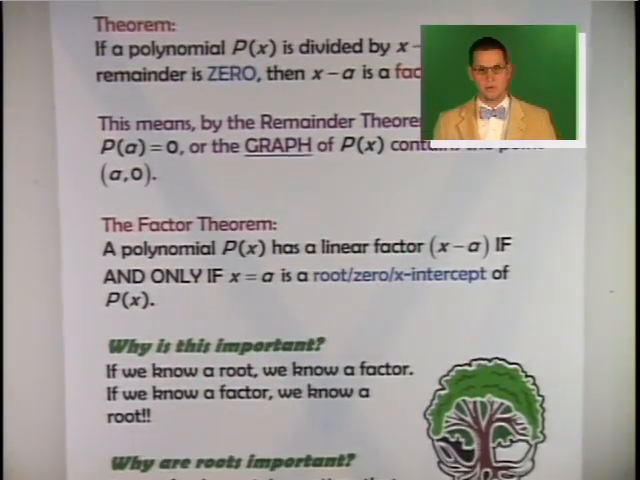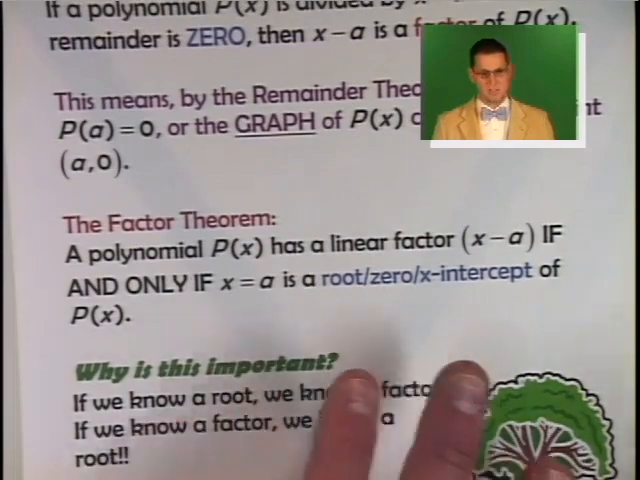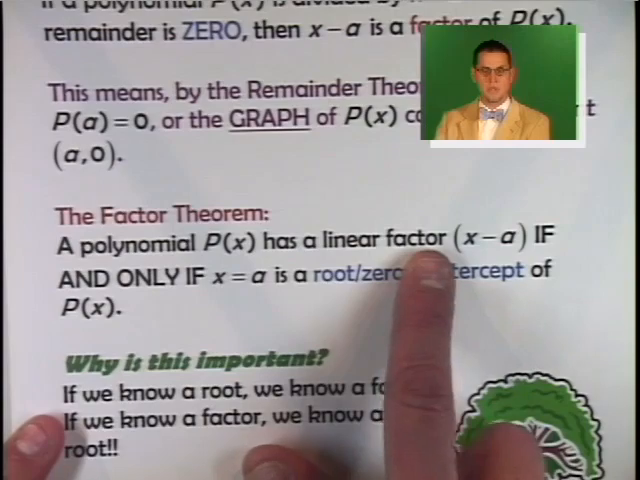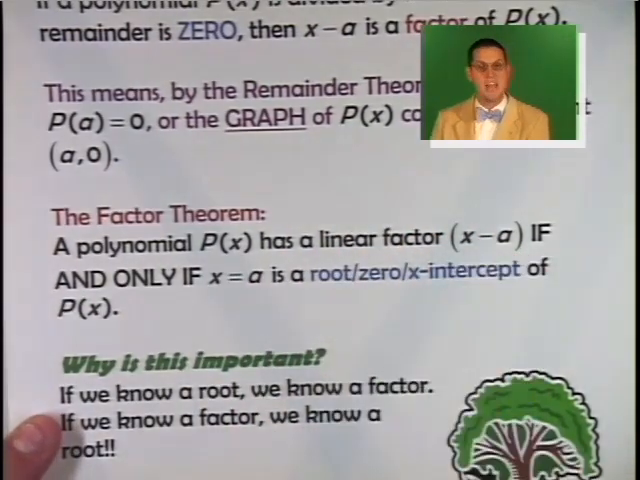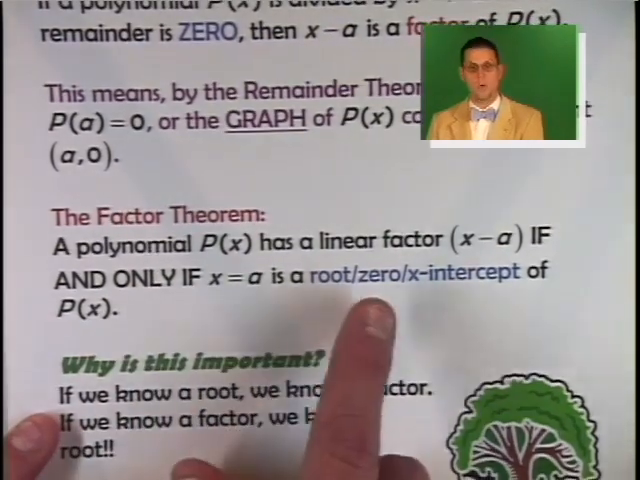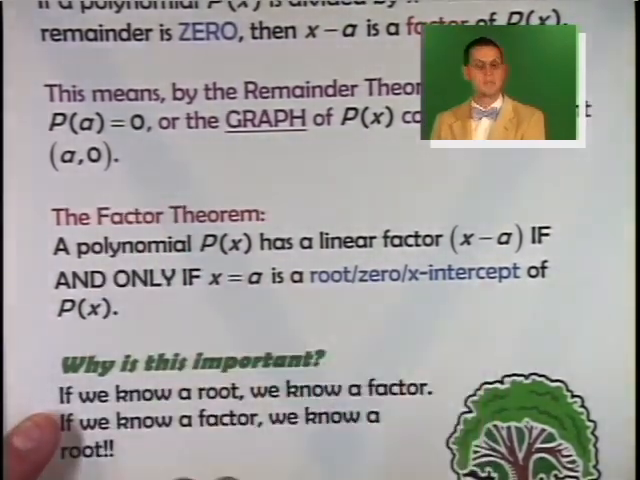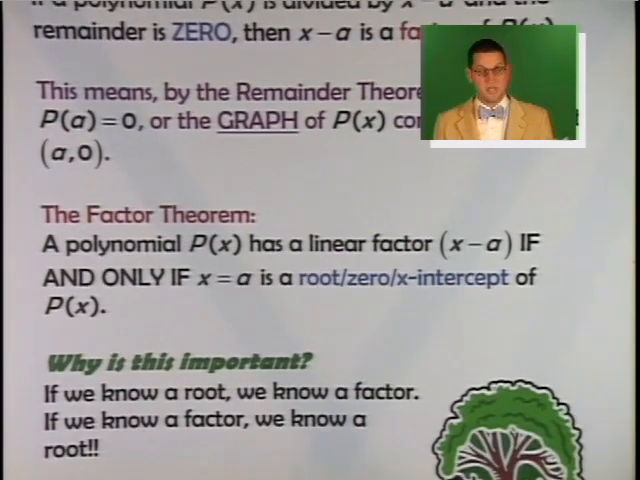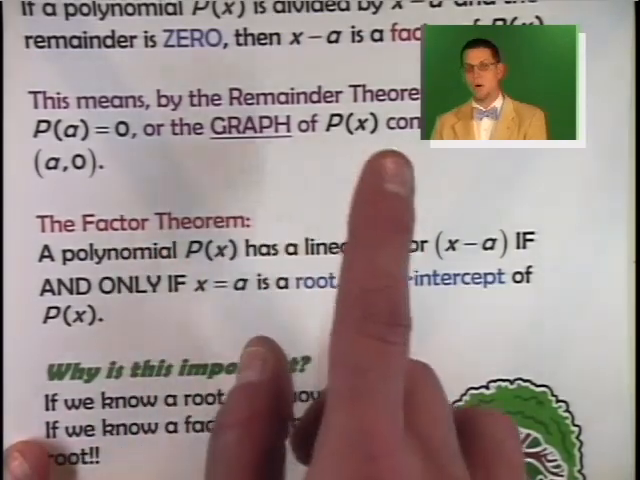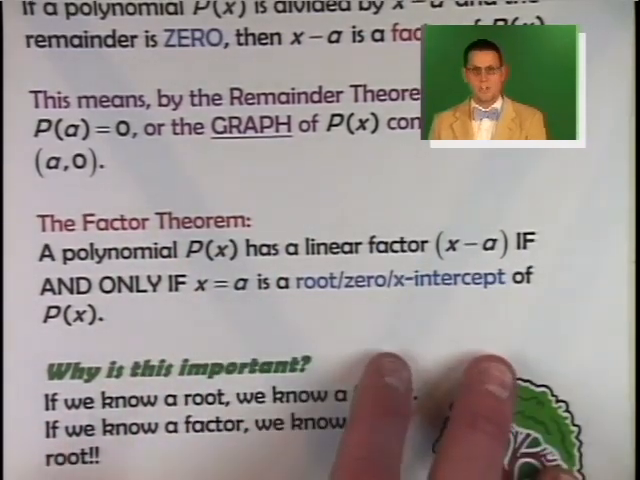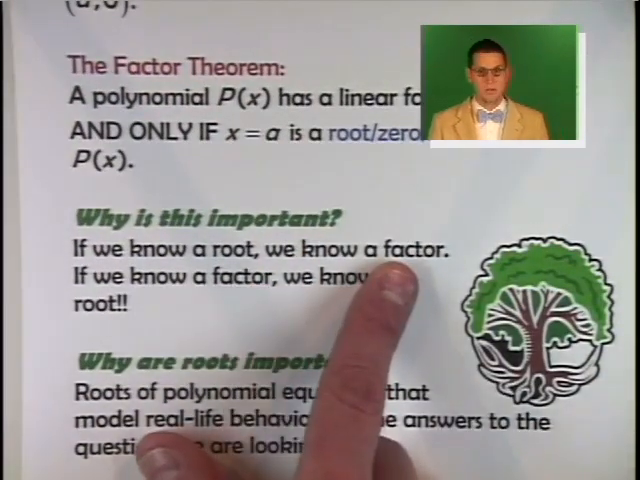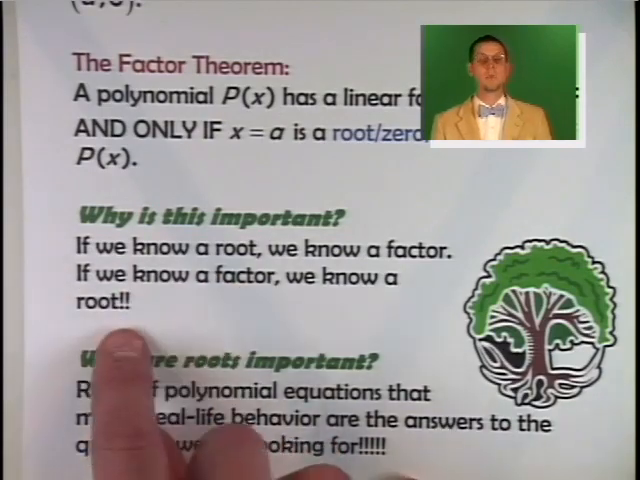And we call it the factor theorem. And this one's hugely important. It's actually an if and only if. Here's what it says. A polynomial p of x has a linear factor of x minus a if and only if x equals a is a root of the polynomial, or is a 0 of the polynomial, or it's an x-intercept of the graph. So it's an if and only if, which means we can go in reverse. If x equals a is a root, then we know x minus a is a factor. So that ties them closely together. If we know a root, we know a factor. Or if we know a factor, a linear factor, we know a root.